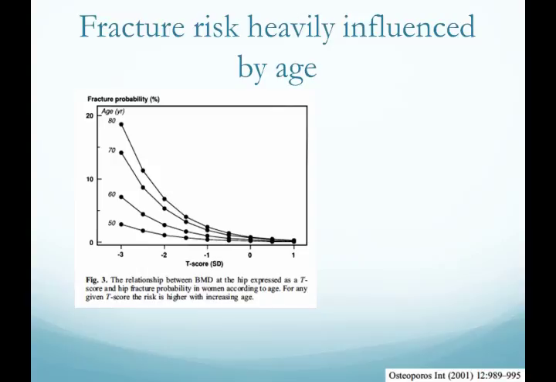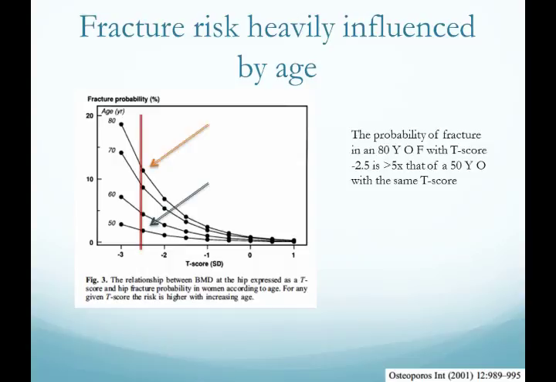This is another way to look at it. This is the probability of fracture by age with any given T-score. If you have a T-score of minus 2.5 and you're a 50-year-old versus an 80-year-old, the probability of fracture in an 80-year-old female with a T-score of minus 2.5 is 5 times higher than that of a 50-year-old with the same T-score. It just gets worse and worse. Age is a very, very important factor in determining risk of fracture.